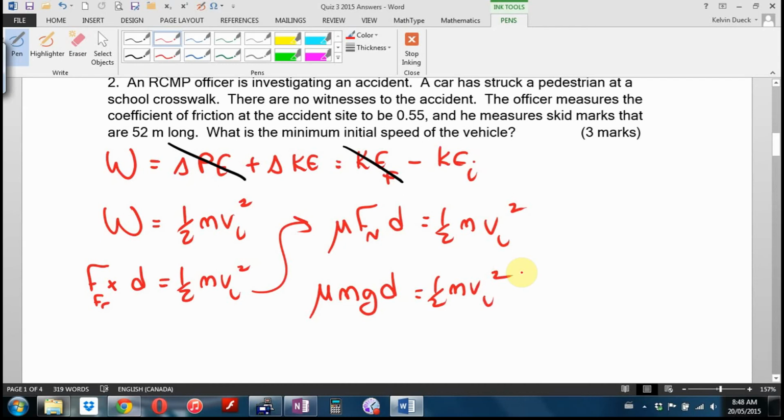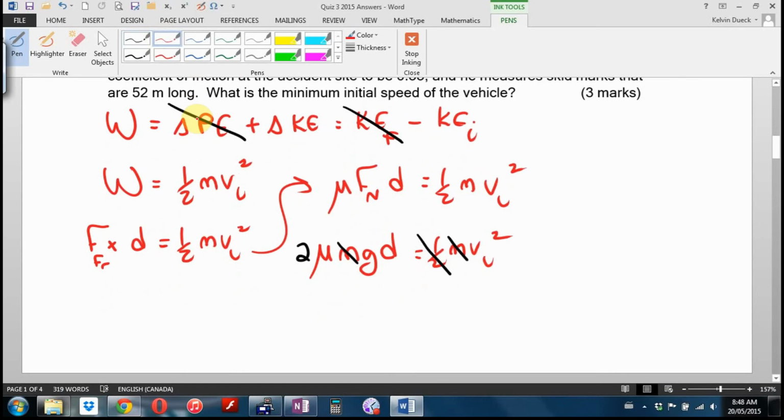Did I tell you the mass of the car in the question? Did I need to tell you the mass of the car in the question? It's kind of handy because there's an m in everything. Kyle, what did you say we were trying to find? Oh, VI. So, you know what? To move the 1/2 over, I'm going to times by 2. And then how do I get rid of a squared? Oh, here it is. The initial speed is going to be the square root of 2 mu g d.